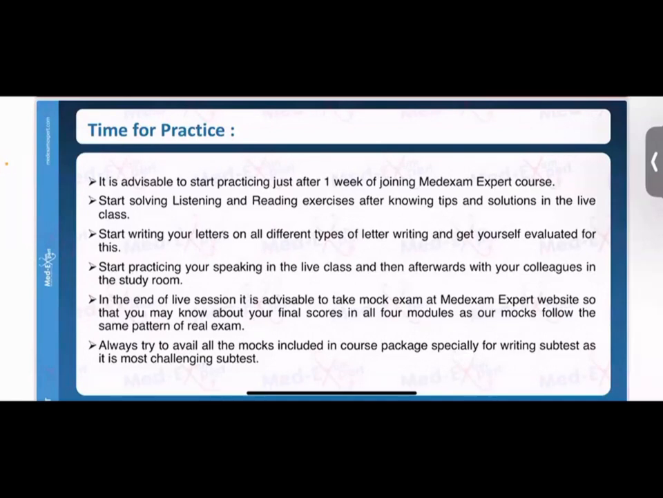At the end of the live session, it is advisable to take a mock exam at the Med Exam Expert website so that you may know your final scores in all 4 modules, as our mocks follow the same pattern as the real exam. Right after the course is finished, we offer you a mock exam as well, so that you may evaluate your final scores and see where you are standing. If you are getting grade B, if you are not getting grade B, in which module effort is needed, something like this. So you might be familiar with your own assessment.